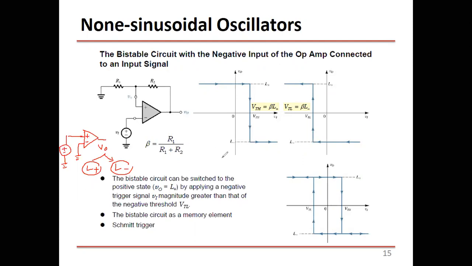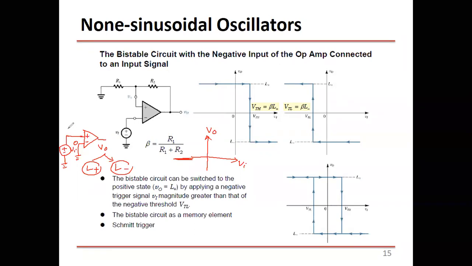Let's plot the axes like this, right? And this is V input, which is this one here. And this is V out. And assume Vin is negative. We are here. If Vin is negative, how much is V out? Still negative. Yeah, it will be L minus, right? Why? Because this one is negative. This one is 0, right? The negative terminal V minus is 0.